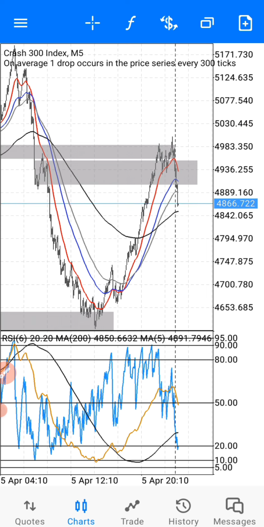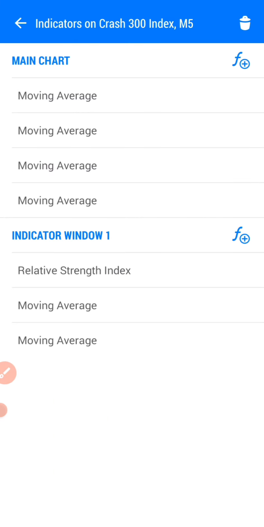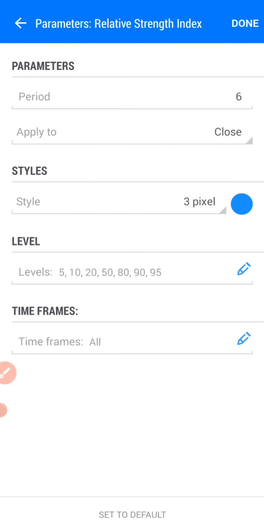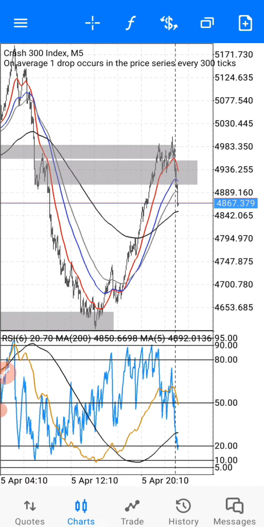I know somebody is asking me now, oh, I wish it would show me the settings. Let me show you. So RSI is 6 here, the levels are 5, 10, 20, 50, 80, 90, 95, and then the moving average is 200 exponential, and then the moving average is 5 exponential. It's as simple as that. And then the other indicators on the chart are inconsequential. They are not very important. Okay, so I'm going to just show you something else.